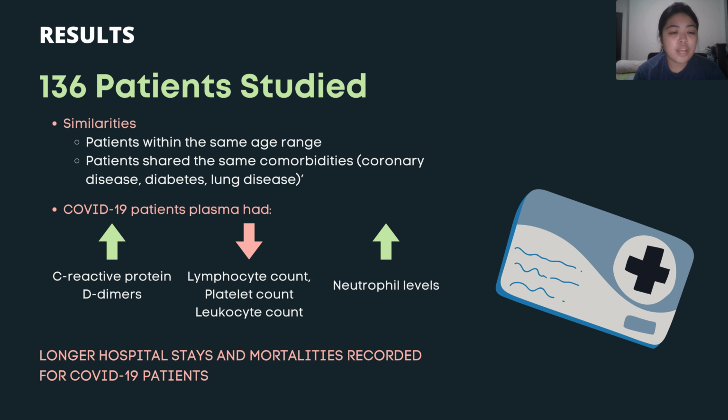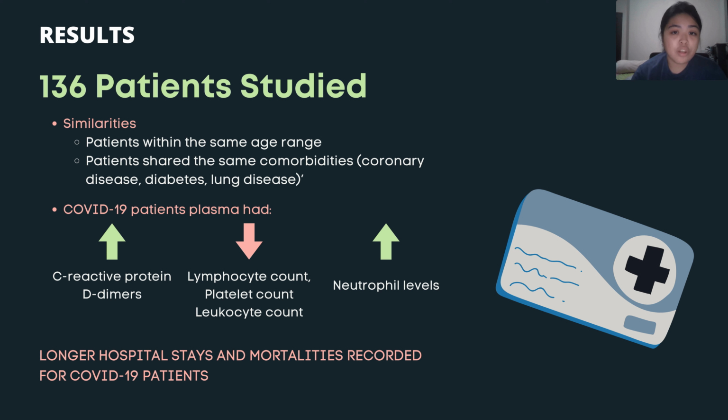COVID-19 patients had high levels of C-reactive protein and D-dimers. C-reactive protein levels rise in times of inflammation, or the recruitment of various inflammatory cells to a site of infection. D-dimers, however, are released when a blood clot breaks down, and higher levels indicate more dissolving of these clots.